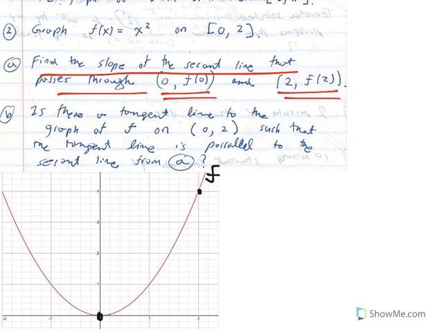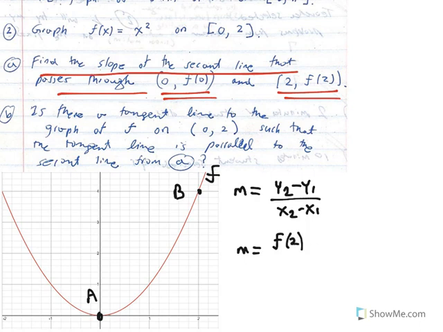So to find the slope of that secant line, you need to use the formula for slope, which is the change in y divided by the change in x. So the y coordinate here at point B would be f of 2. The y coordinate at point A would be f of 1. The x coordinate at point B would be 2. And the x coordinate at point A would be 0.